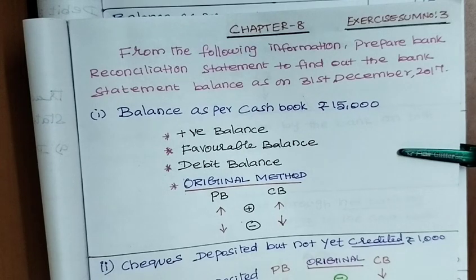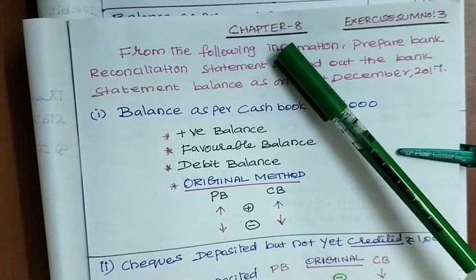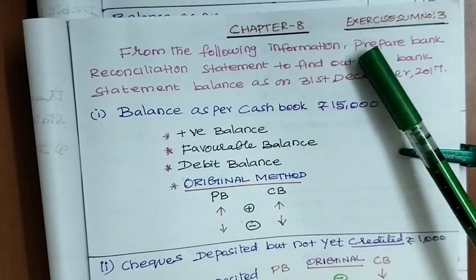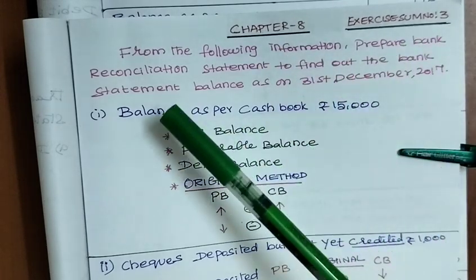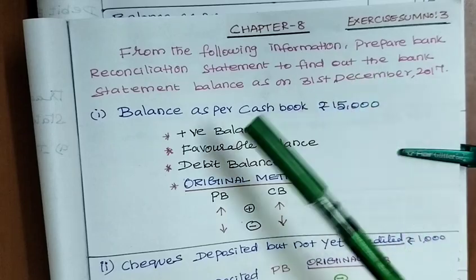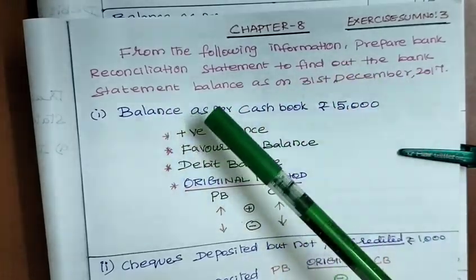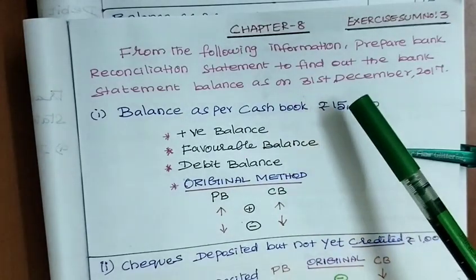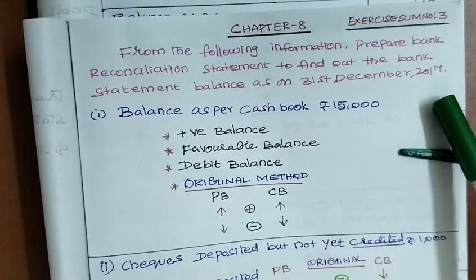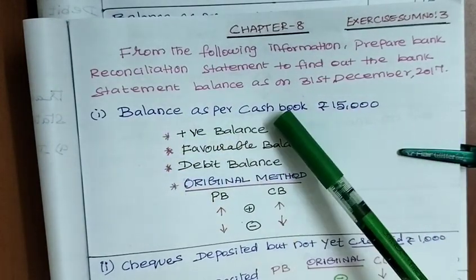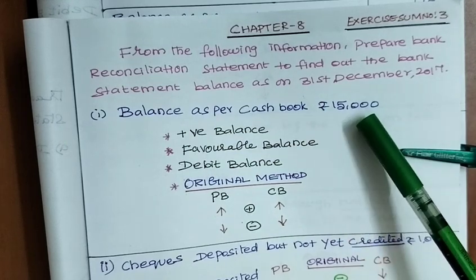In this video, we are going to learn about 11th Standard Accountancy, Chapter 8, Bank Reconciliation Statement, Exercise Sum number 3. From the following information, prepare bank reconciliation statement to find out the bank statement balance as on 31st December 2017. Balance as per cash book 15,000.